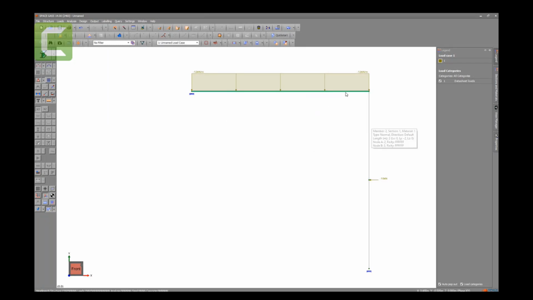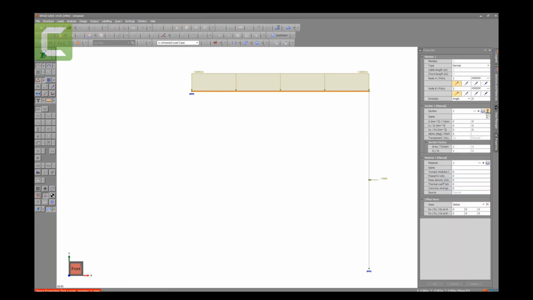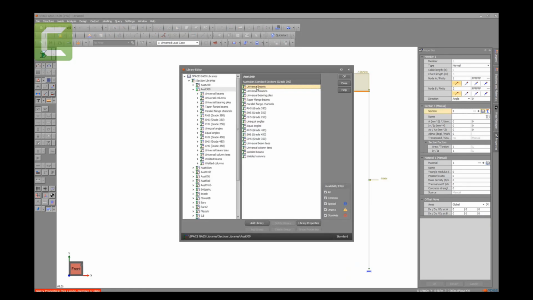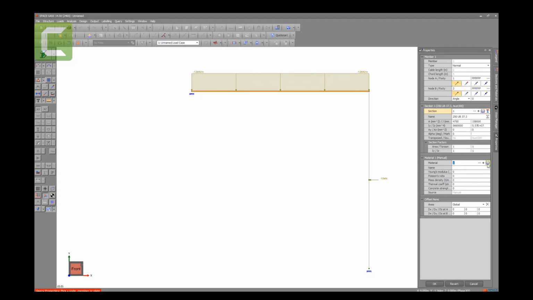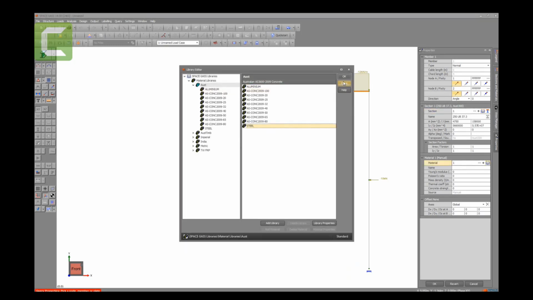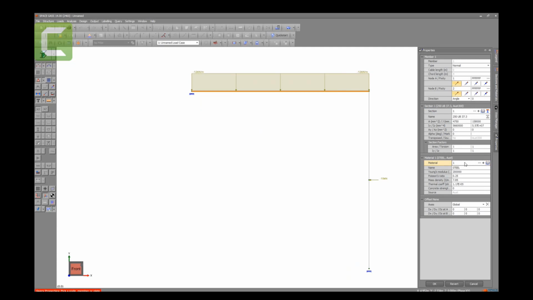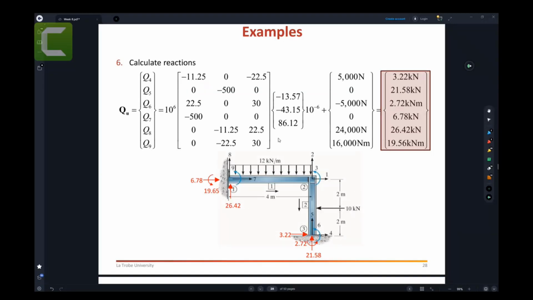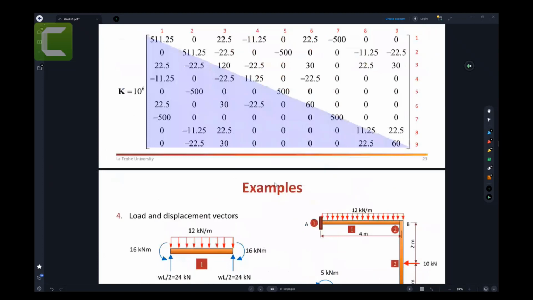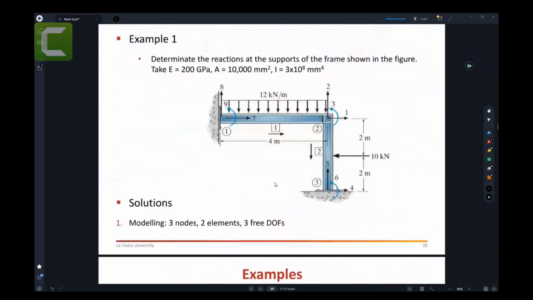Now, for these ones, we can put any dummy cross sections, let's say universal. You can pick anything that you like. I put it here. You can put the materials, let's say steel, and put it here. It's like this. OK, now in our lecture notes, there are some values given to us, and we're going to use them.